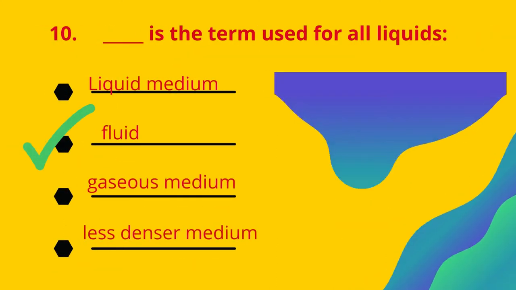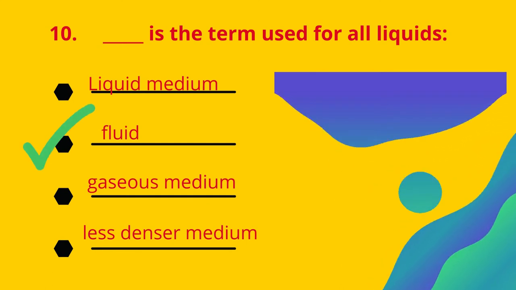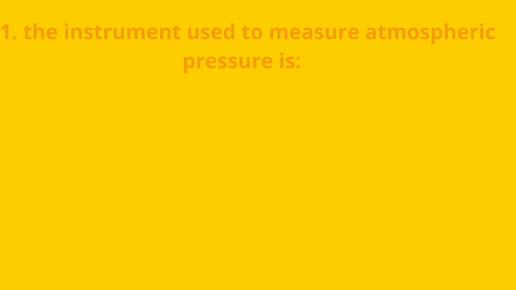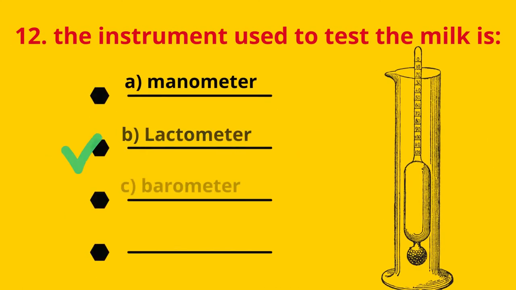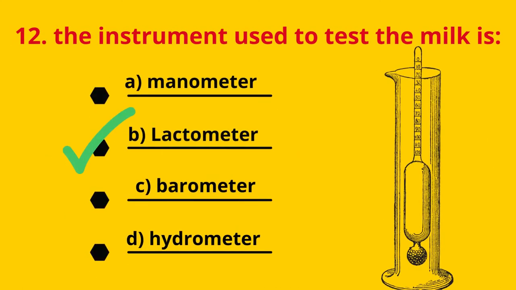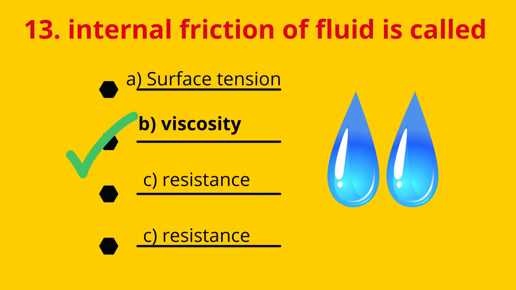Fluid is a term used for all liquids. The instrument used to measure atmospheric pressure is barometer. The instrument used to test the milk is lactometer. Internal friction of fluid is called viscosity.